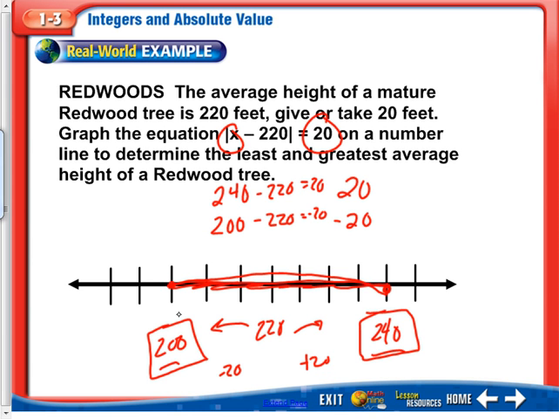All right, so our answer for this would be 200, and our greatest would be 240 feet. Of course, we want to include our units with our answer. Okay, and that's our last example for lesson 1-3, integers and absolute value.